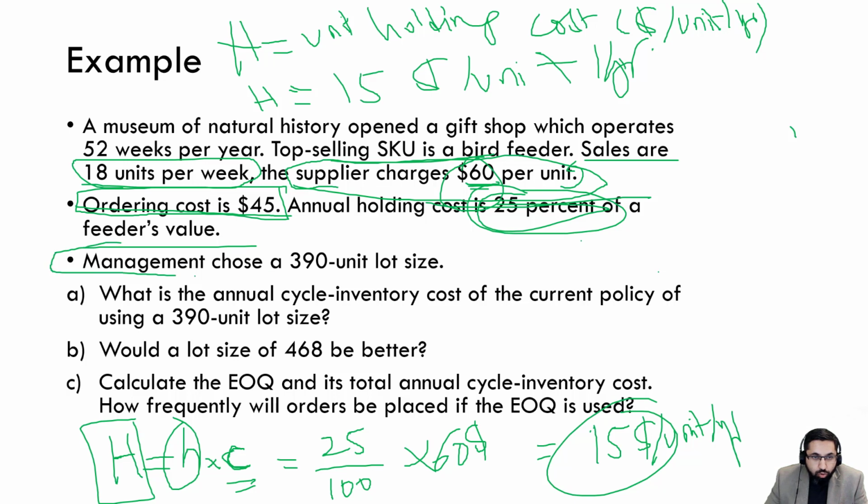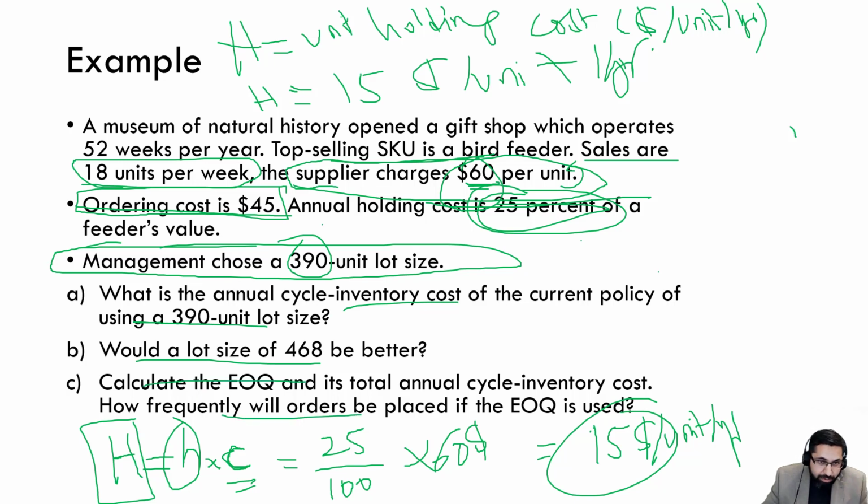Management has chosen to order in lot sizes of 390. What is the annual cycle inventory cost of the current policy, and would 468 be better? Then we calculate the EOQ and find the optimal lot size, because management may not be right; they may not be at the optimal value.